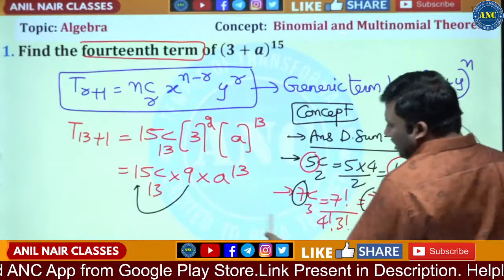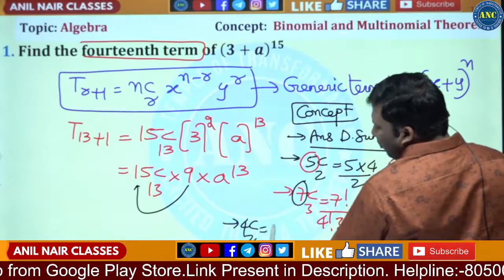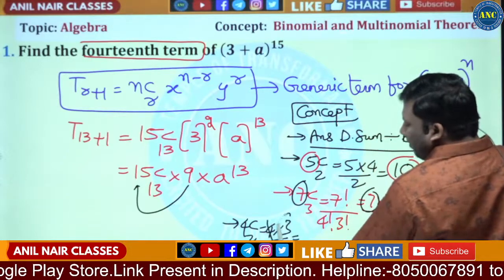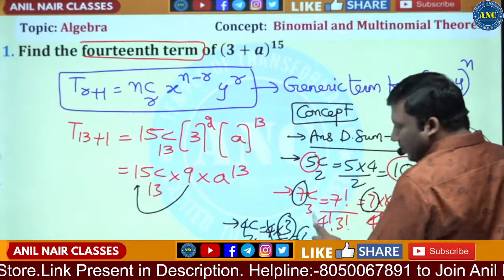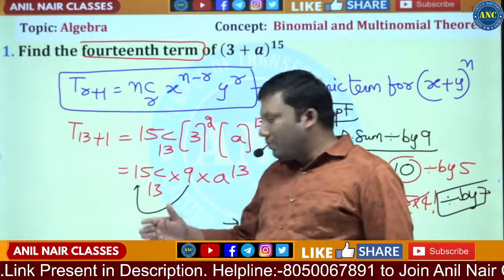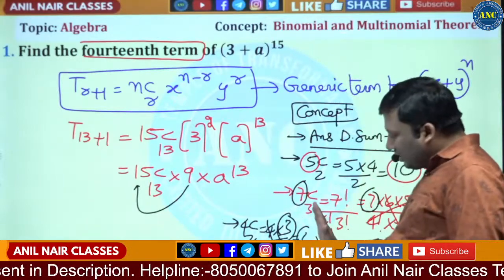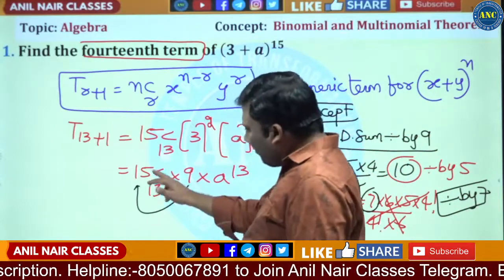Similarly, what if it is a composite number? Suppose it is 4C2. 4C2 is 4 into 3 by 2. 4 is a composite number, but there is a prime number 3. The answer is divisible by the nearest prime number, which comes from decomposing. So 6 is divisible by 3. Just eliminate the answer options.